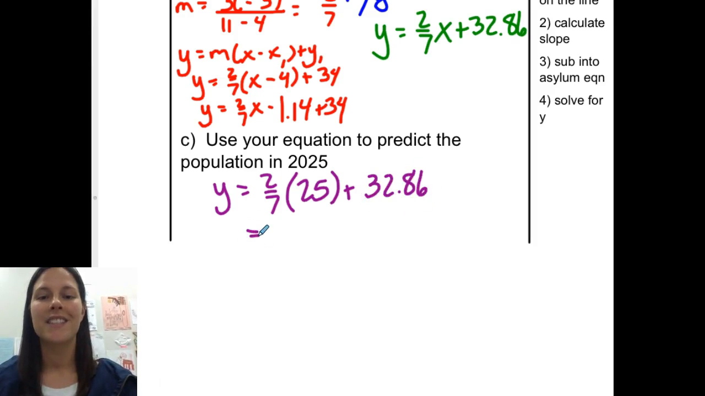And again, 7 does not go into 25, so I'm just going to use a calculator to evaluate this. I'm going to multiply 2/7 by 25 first, and then I'll add that 32.86. I got almost exactly 40 for an answer. But remember, there's more than 40 people living in Cottage Grove. The population was given in thousands, so it's 40,000 people.